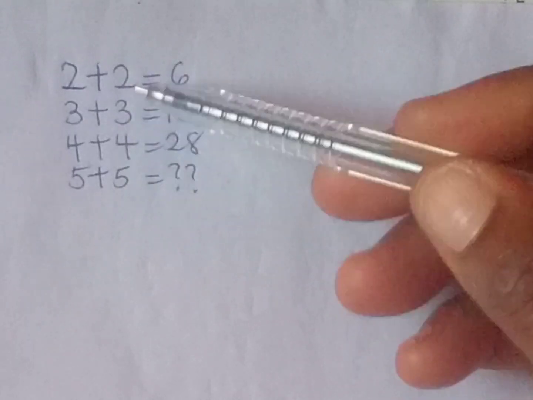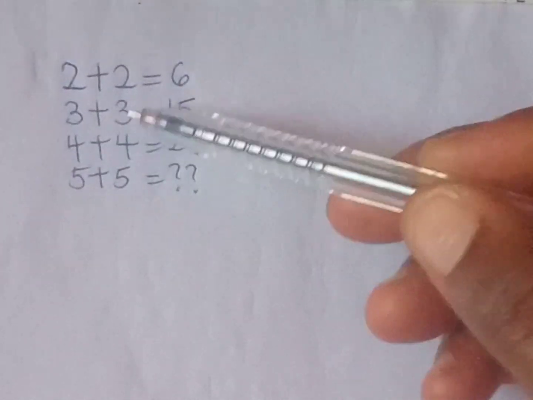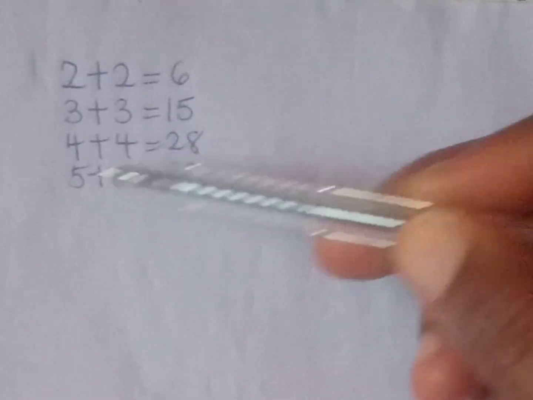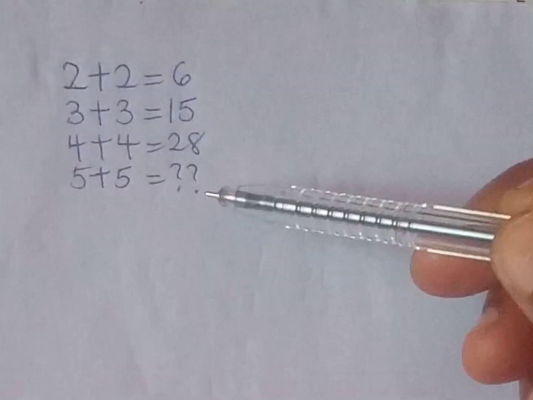Can you solve this math puzzle? 2 plus 2 equals 6. 3 plus 3 equals 15. 4 plus 4 equals 28. And here is the question before us, which says 5 plus 5 equals what?